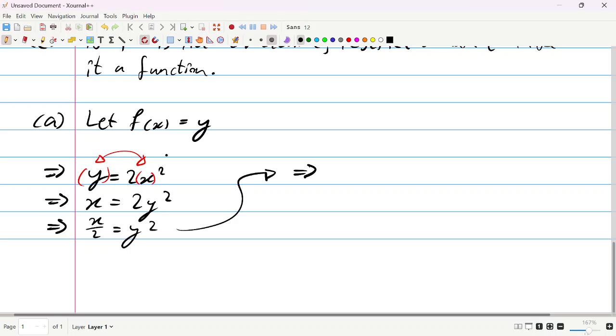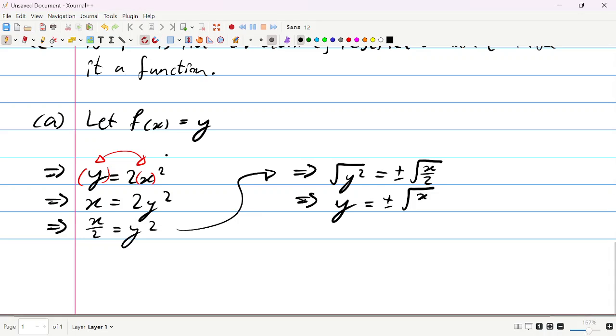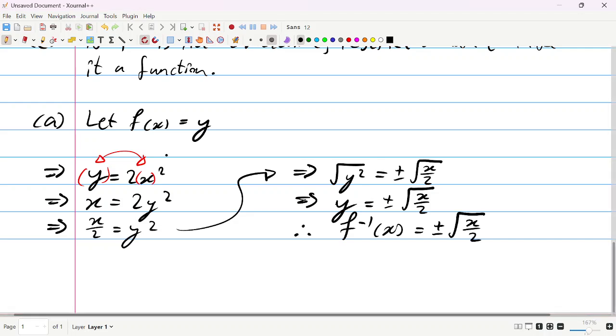Notice that when we take the square root on both sides, then we have plus minus the square root of x over 2. We can say that y is equal to plus minus the square root of x over 2, and therefore f negative 1 of x is equal to plus minus the square root of x over 2. Was that difficult? It was not difficult.